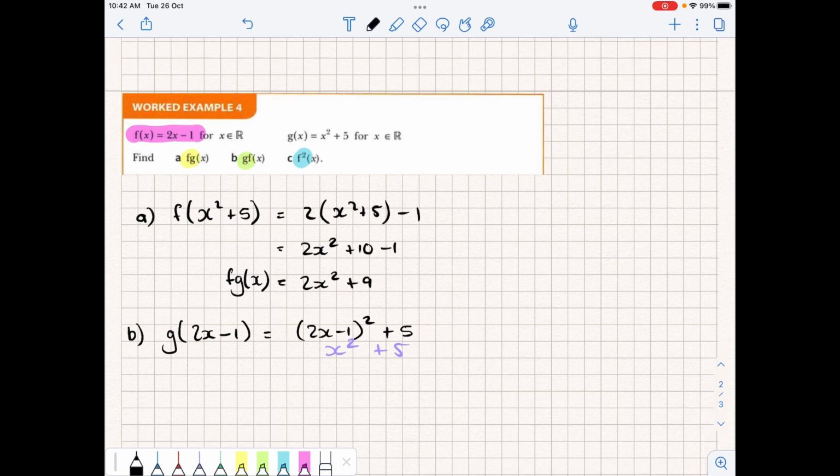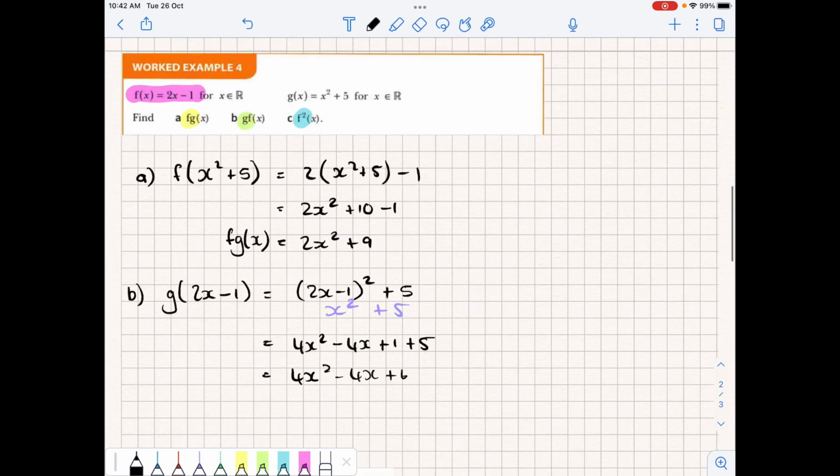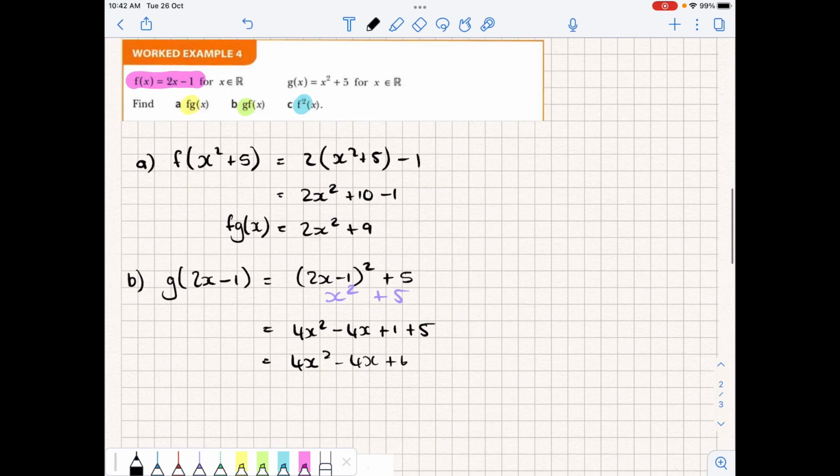Okay, from here we can expand the brackets out and simplify. So here is 4x squared minus 4x plus 1 plus 5, which can be simplified to 4x squared minus 4x plus 6. Okay, one more function to go.